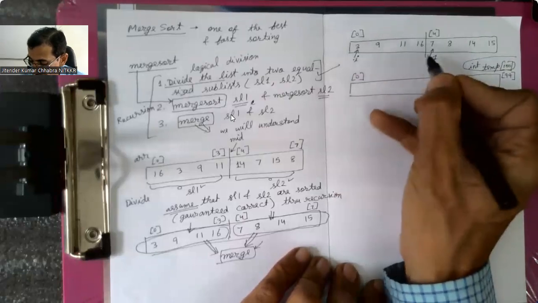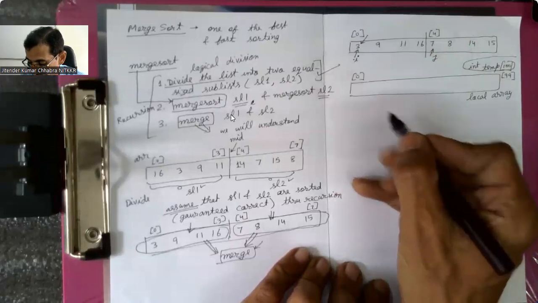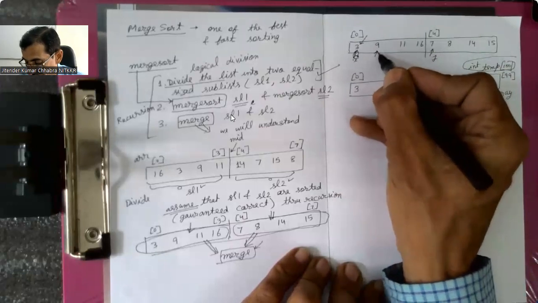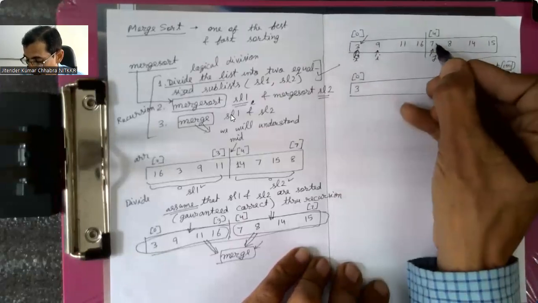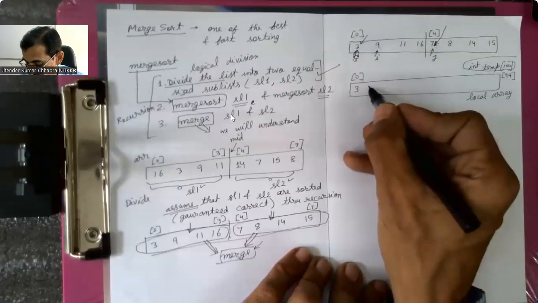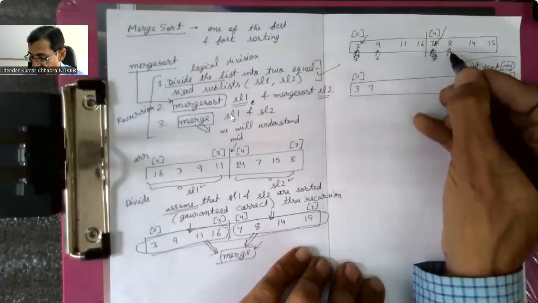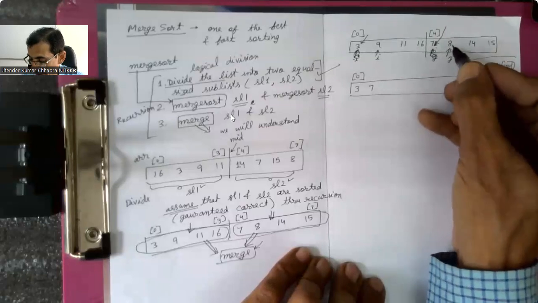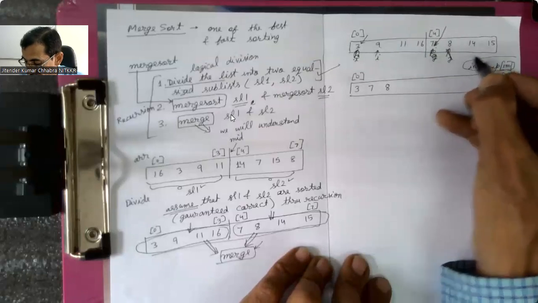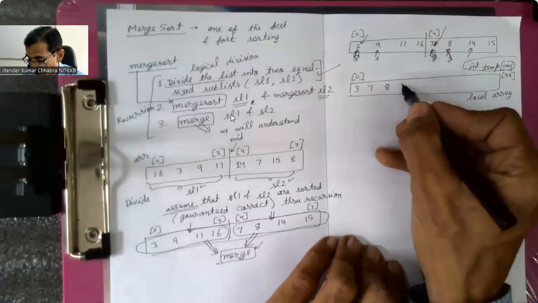Now I will compare these two, and if the first value is lesser or equal, I will copy it here. If it is copied, I will increment I. Now again, array I and array J are compared. 7 and 9, 7 copied into the temporary array. Then this is incremented, J coming here. 8 and 9 compared. 8 is smaller, so 8 will be copied here, incremented. 9 is smaller, so 9 will be copied.